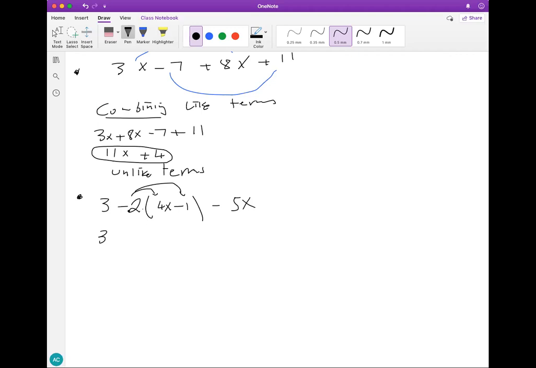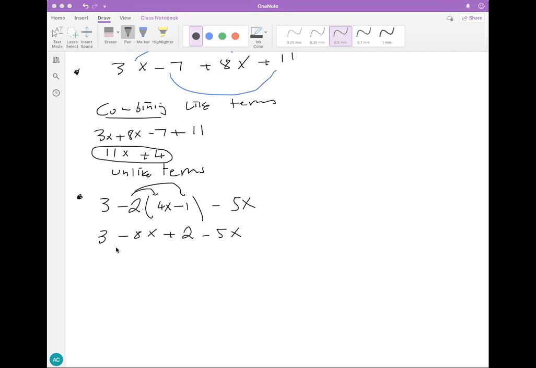So 3, here we have negative 8x. And then, what else? Positive 2. Right, positive 2. Finally, negative 5x. This, we just bring it over, we bring it down. We don't multiply because it's not inside the parentheses. And now, once you clear the parentheses, what do you do?